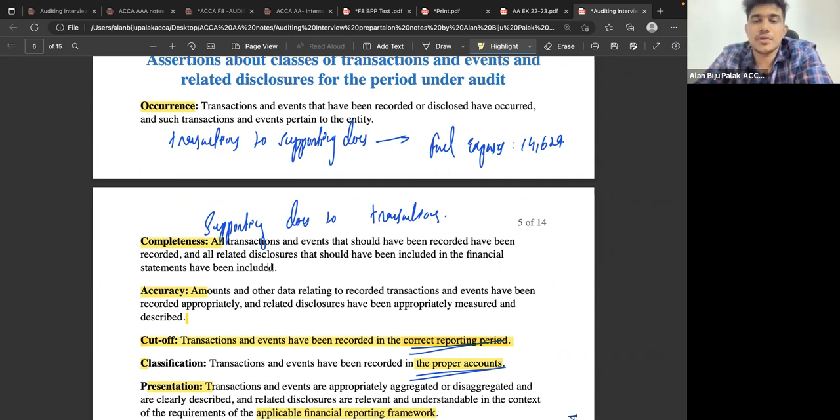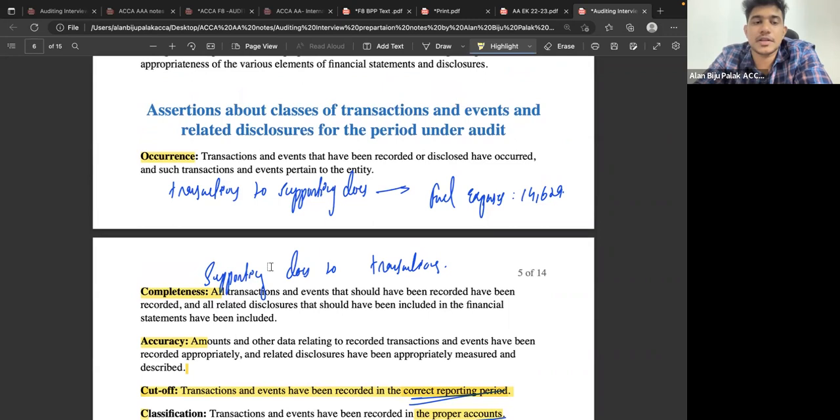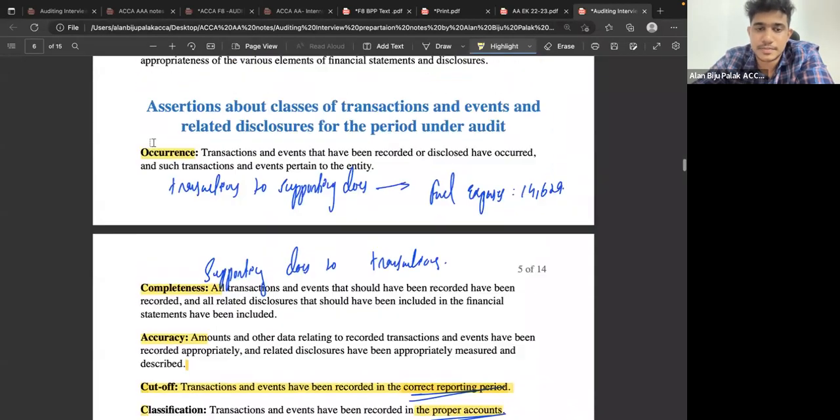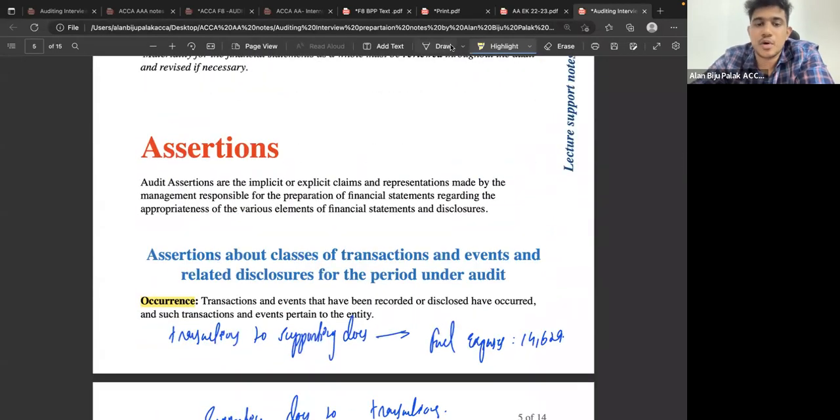Okay. So what all are the assertions that you need to confirm if there is something relating to class of transaction? Occurrence, completeness, accuracy, cutoff, classification, and presentation. And by the way, what do you mean by class of transaction? What all are the things that will be included under the class of transaction? Income and expense. Only income and expense. Exactly.